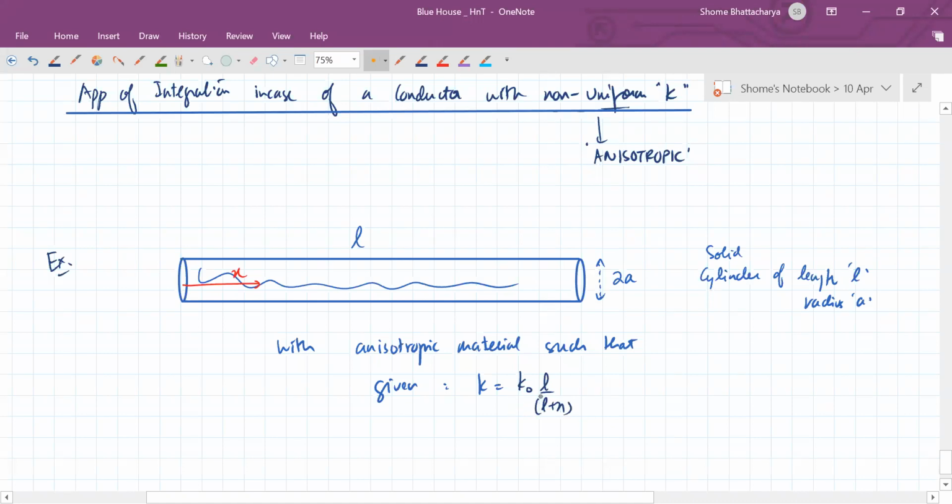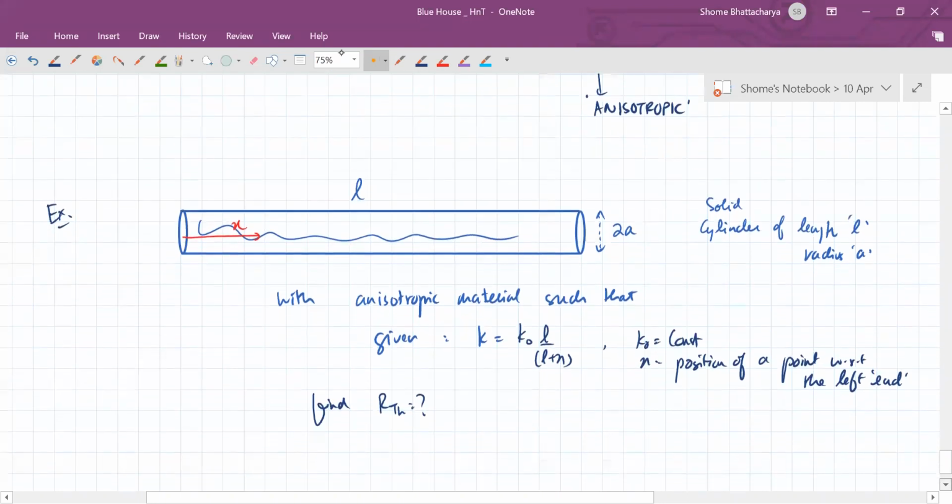It's like this, where k naught is a constant, but x is the position of a point with respect to the left end of the rod. So now we want to find the equivalent thermal resistance.